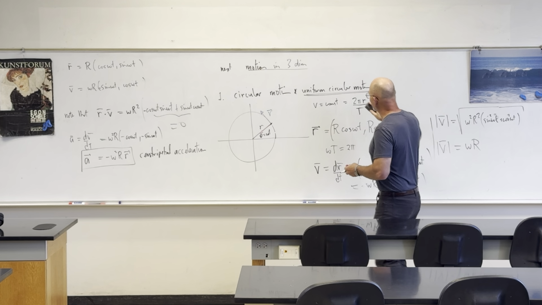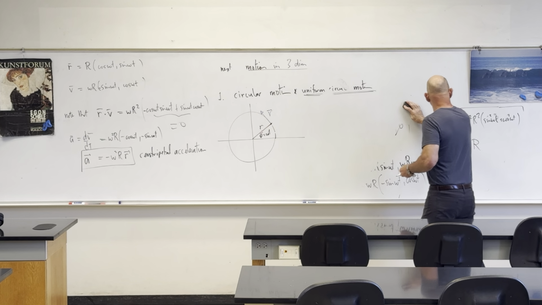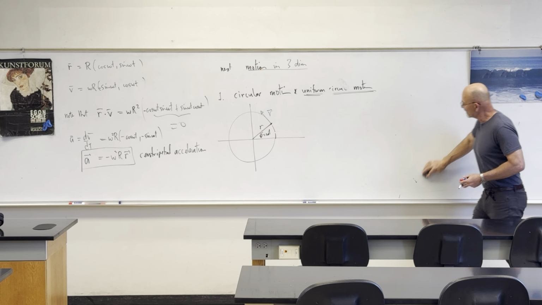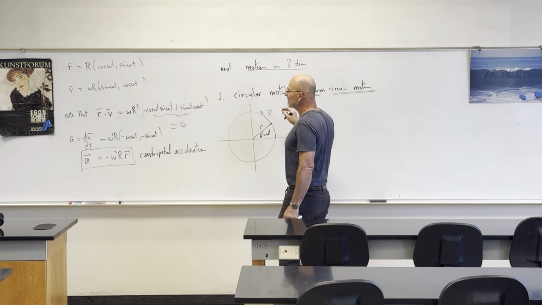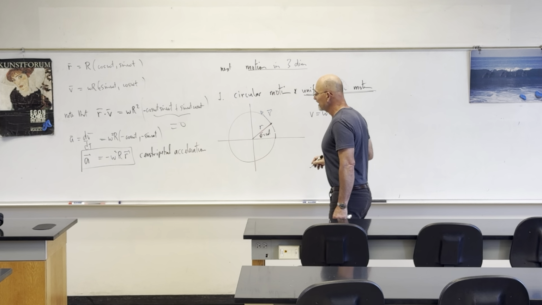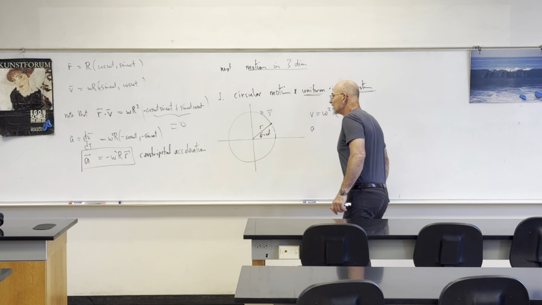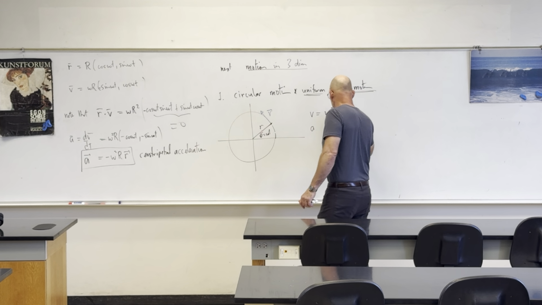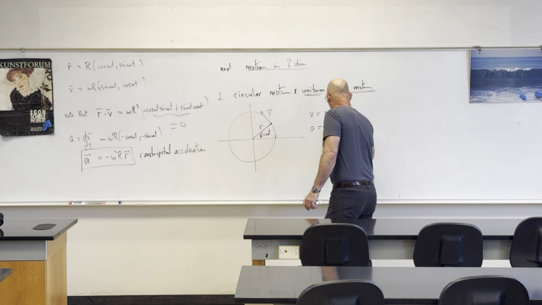Okay, so what else I wanted to get to is the relation of these quantities to each other. We have enough there on the left. So we have V is omega R, and we have the magnitude of A right here is omega squared R.